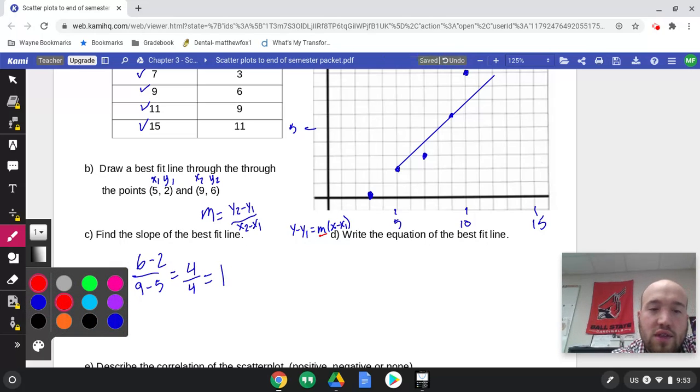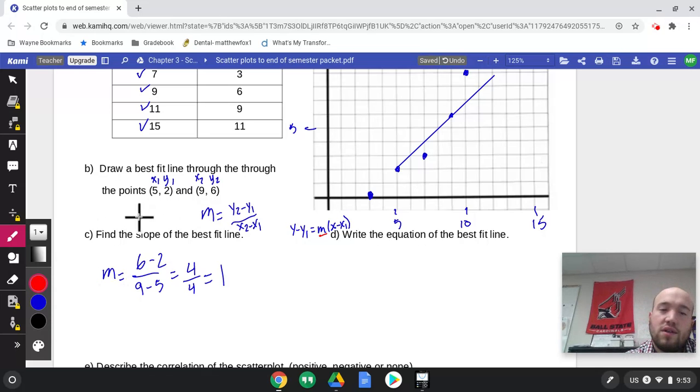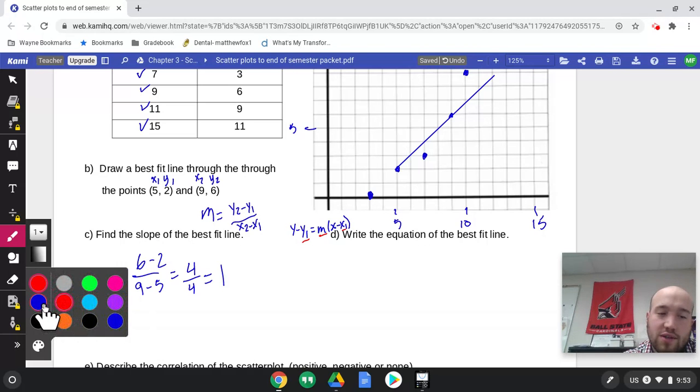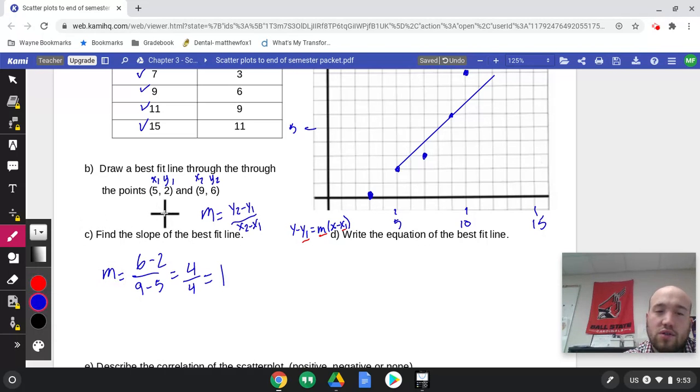Then you can choose either of these 2 points. It doesn't matter which one you choose, and you're going to plug it in there. When you solve it, you will get the same answer no matter which point you choose. So I'll use 5, 2, just smaller numbers. It'll be easier maybe, but it does not matter.